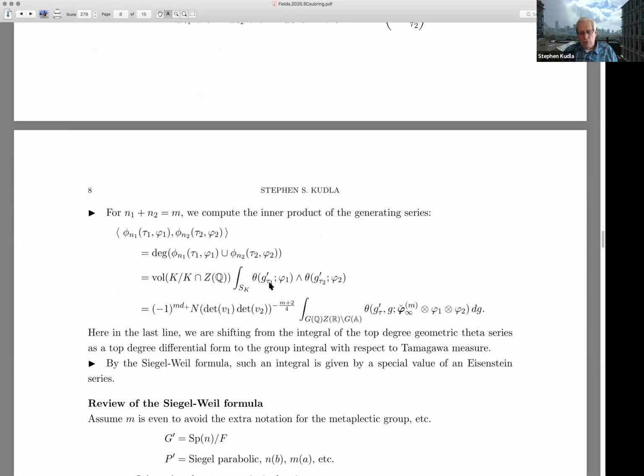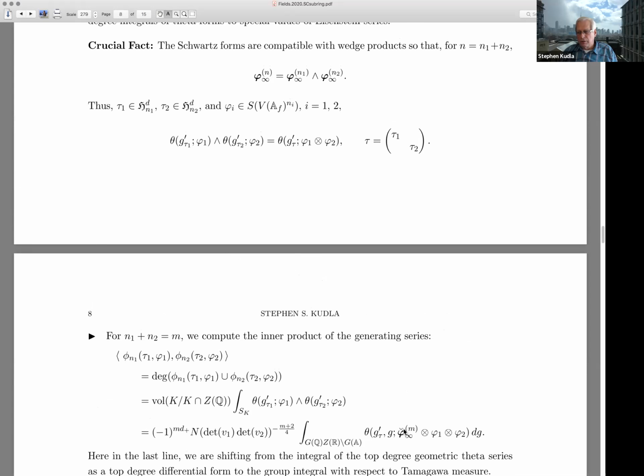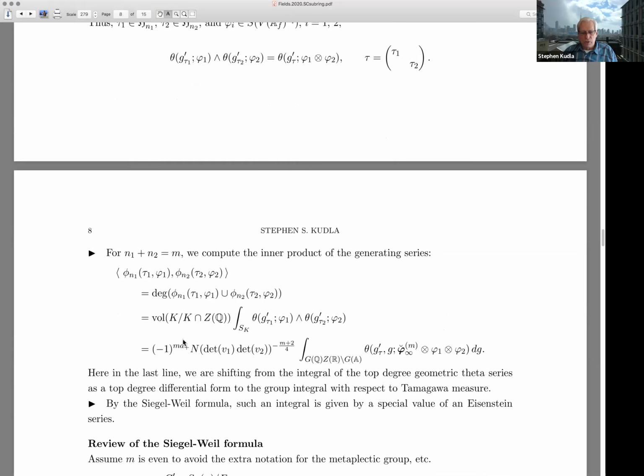But if you look at this formula here, this basically says that if I take the cup product of those guys, and these will now add up to m here, this is a top degree form, so I can write it as a function times an invariant top degree form, and that's what I've done here. This is a function times an invariant top degree form. And so this integral here, in the next to last line, can be rewritten as an integral of a theta function against the Tamagawa measure over the orthogonal group. Okay, so this is the first step.